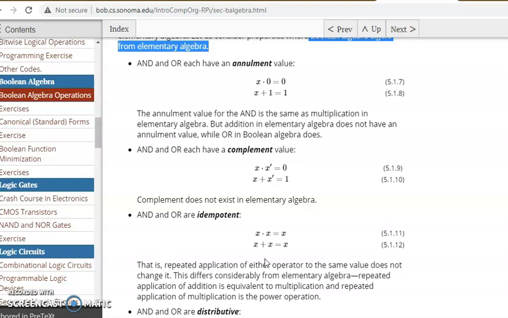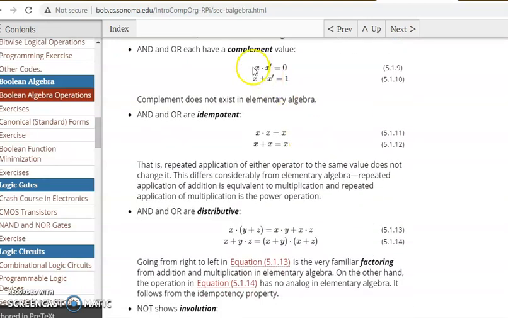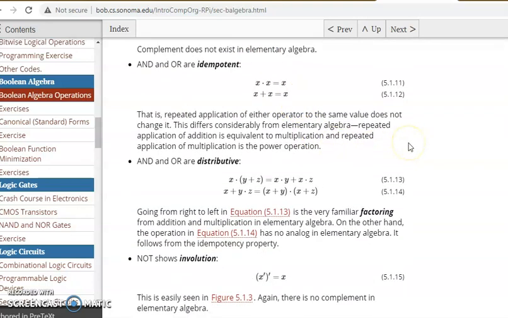That's just this weird little thing that has to happen in Boolean algebra because we don't have a carry function when we're dealing with just a single digit. So AND and OR each have a complement value, and if you multiply them together, they're equal to 0, and if you add them together, they're equal to 1. That's the complement. That does not exist in elementary algebra. AND and OR are idempotent. That means that if we repeat the application of either one, we're going to get that value. X times X is X. X plus X is X. They're going to be repeated.